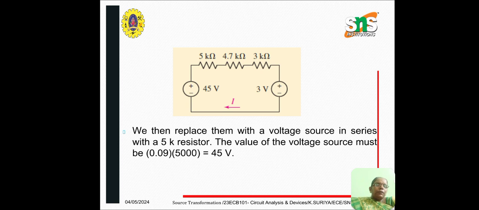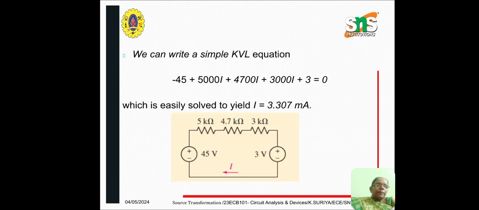The current source is converted into a 45 volts voltage source. Now we can write the KVL equation from the diagram. Minus 45 plus 5000 I plus 4.7K, so it is 4700 I, plus 3000 I plus 3 is equal to 0. We can also write it as 5000 I plus 4700 I plus 3000 I is equal to 45 minus 3.